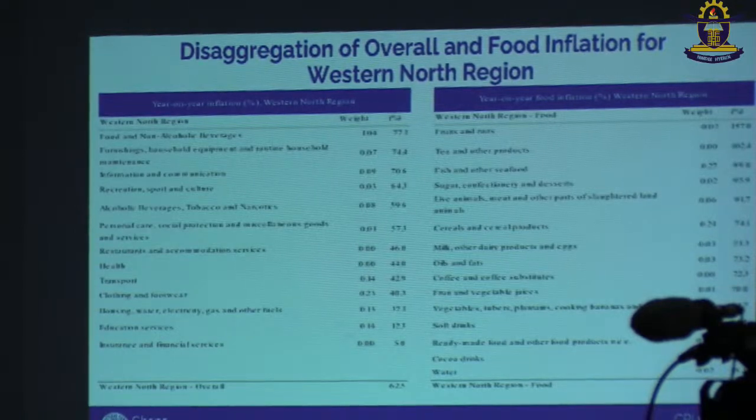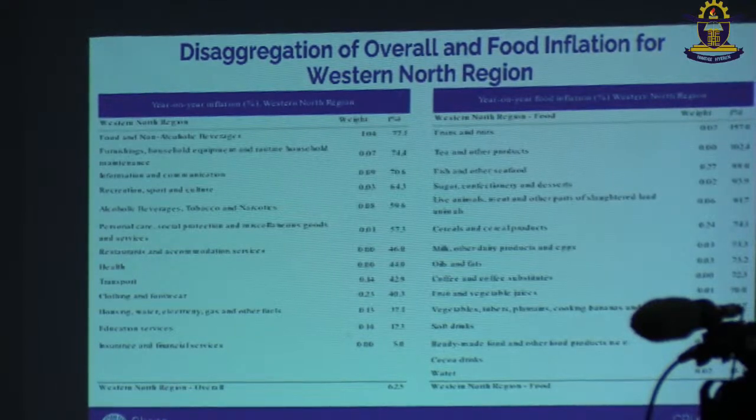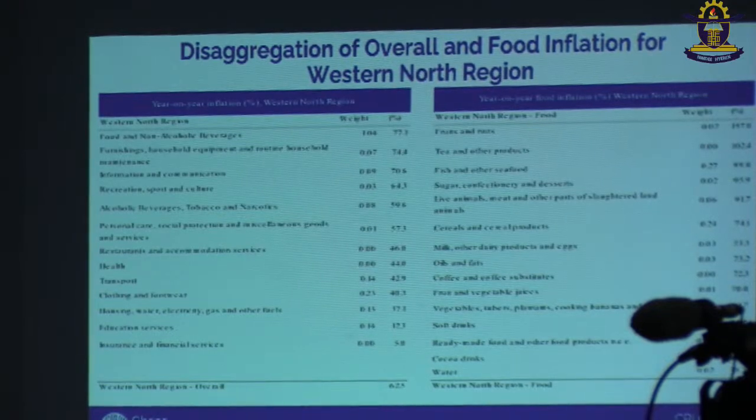Food and non-alcoholic beverages had the highest rate of inflation of 77.1%, followed by furnishing, household equipment 74.4%, and the other two divisions that recorded rates of inflation higher than the overall inflation of 62.5% were information and communication and recreation, sports and culture.